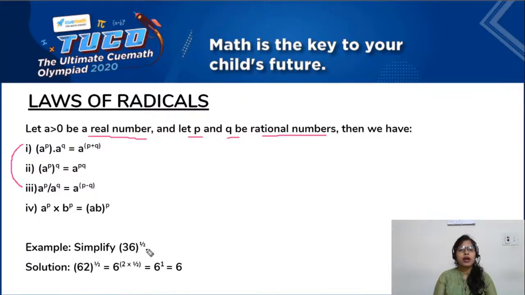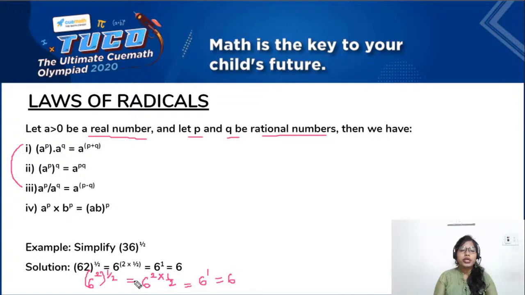Simplify 36 to the power of half. So 6 squared to the power of half is equal to, any idea what is happening here? Yes. All of you could see here that this had to be 6 to the power of 2, not 62. So this is 6 to the power of 2 times half, which is equal to 6 to the power of 1, and that's equal to 6.